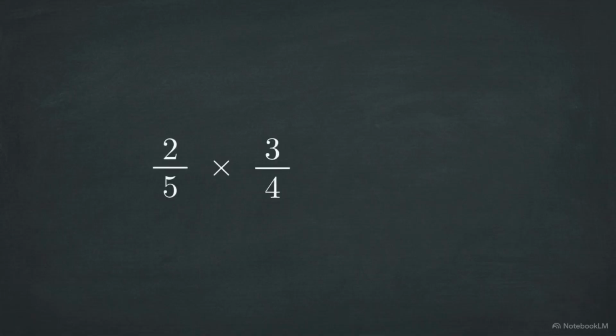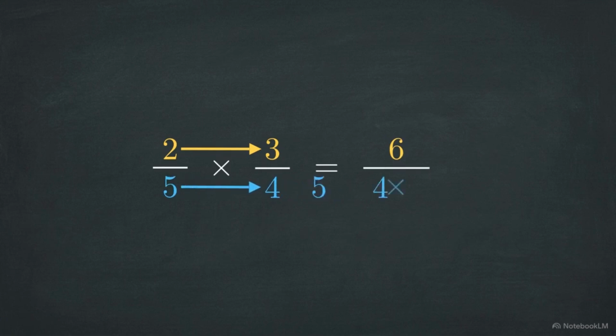This diagram shows a multiplication problem, 2/5 times 3/4. This is a direct application of the multiplication rule. We multiply straight across the top, 2 times 3 is 6, and straight across the bottom, 5 times 4 is 20. That brings us to division.